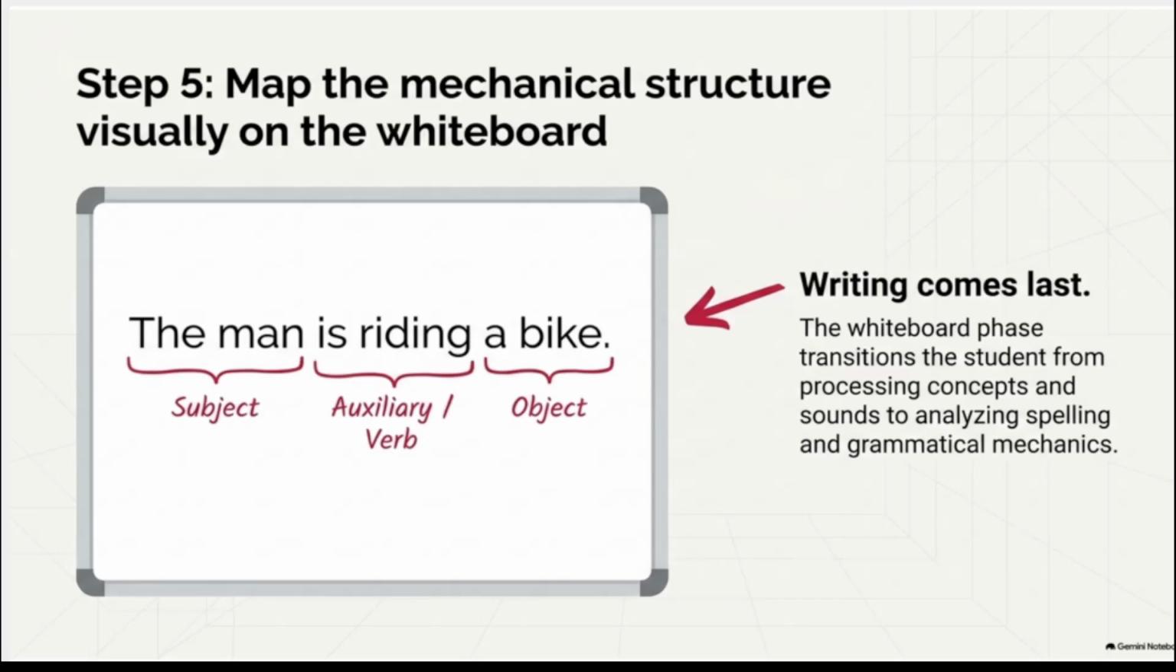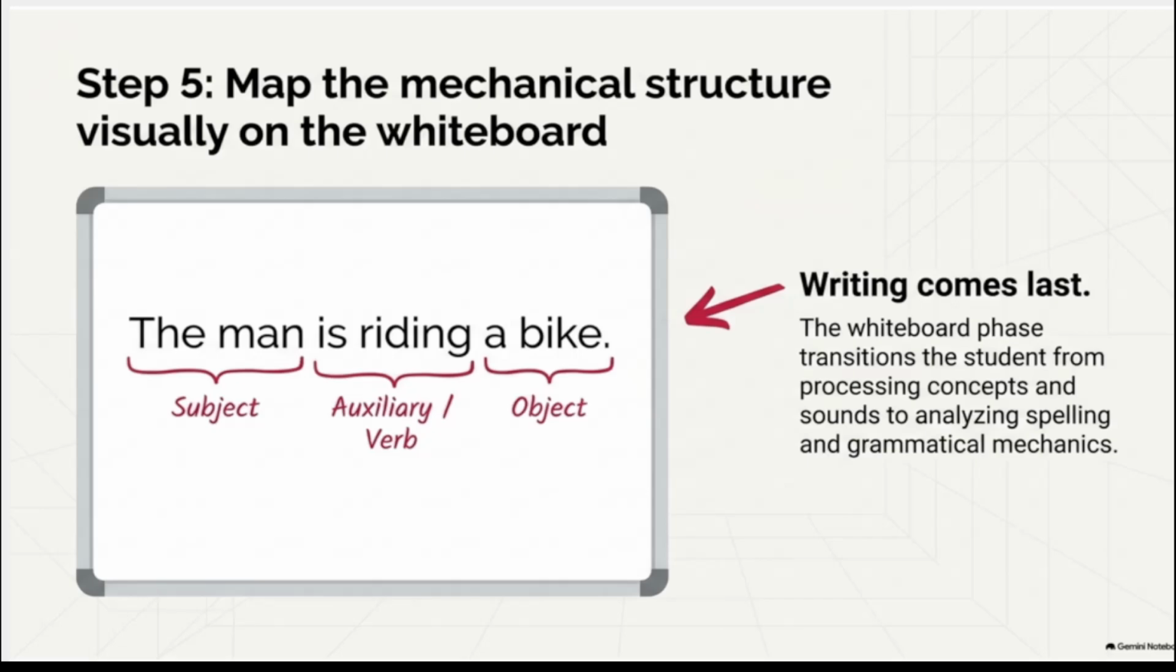This is where we can introduce the form. For example, subject plus be plus verb with ing added. But notice the order. We did not begin with subject plus be plus verb with ing. We arrived at the formula after students had already encountered the language. This is what we mean by writing comes last.